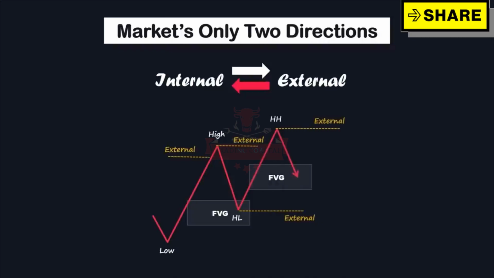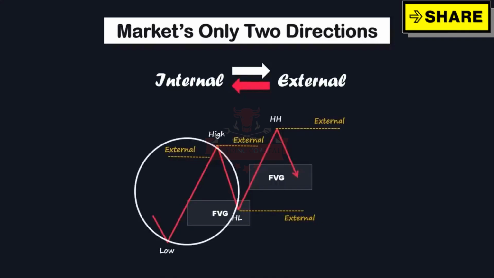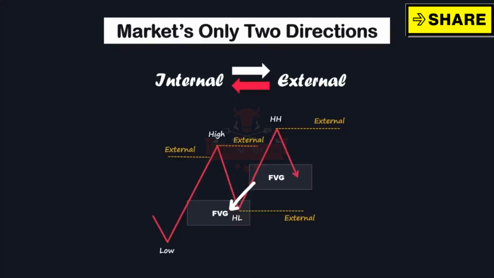If we look at this schematic figure here, it shows a rally wave that moves upward, sweeping the external liquidity gathered above the previous high. After this, the price shifts toward internal liquidity, indicated by this fair value gap, to fill the gaps left behind. From internal liquidity, the price transitions back to the external phase.